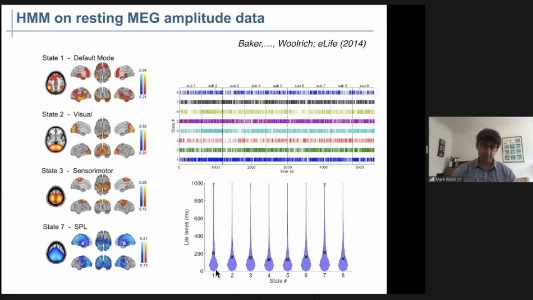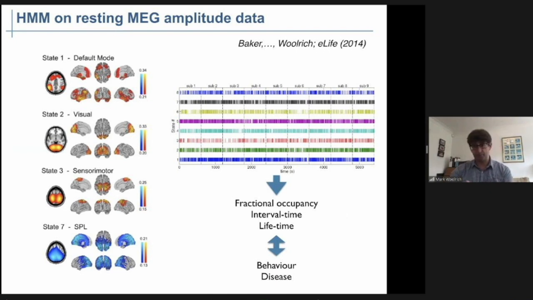We can look at the speed of the switching by looking at these lifetime distributions again, as we saw in the fMRI data, but here the switching is typically on the order of 100 milliseconds. So we're seeing these resting state networks switching on timescales orders of magnitude faster than have been seen previously using other approaches. We can, of course, summarize the state time courses using other metrics, for example, the fractional occupancy or the interval time between state visits, and look to link those to task, behavior, and disease.